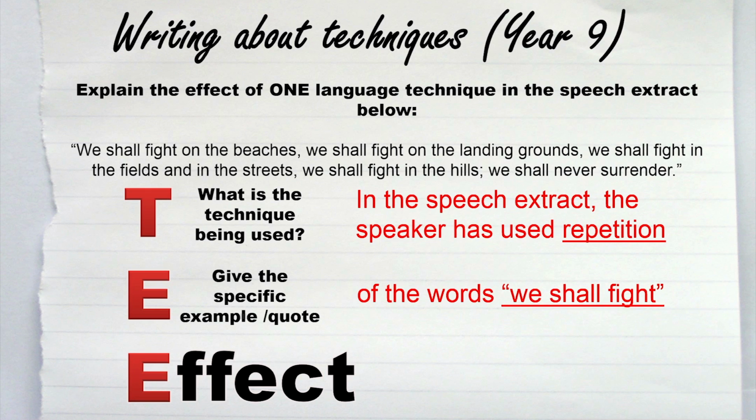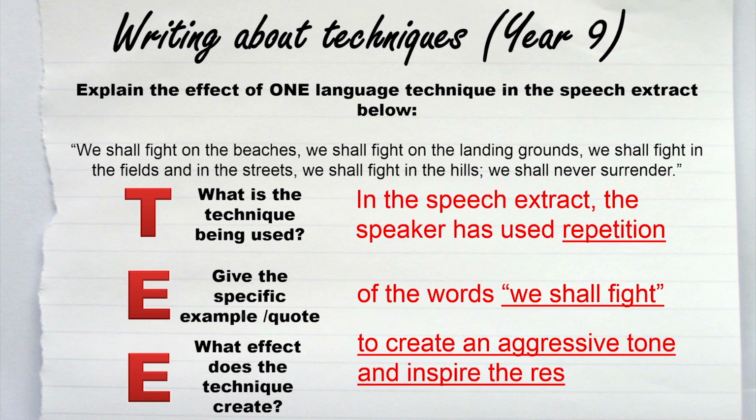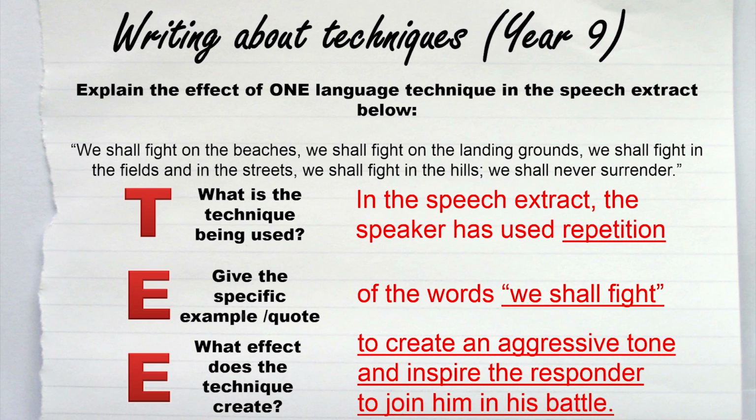Now, effect is where things get a little bit more complicated and you've got to think about it a bit more. Effect is asking you, what effect does the technique create? What are they trying to do? What impact does it have on us? So if we're thinking about repetition, normally repetition is used to emphasize something or to bring something out more strongly, a particular idea. Whatever's being repeated, they're normally wanting you to remember. So we could say something like this. Repetition of the words "we shall fight" to create an aggressive tone and inspire the responder to join him in his battle. So it's an inspiring speech, getting people to fight, and repeating "we shall fight."